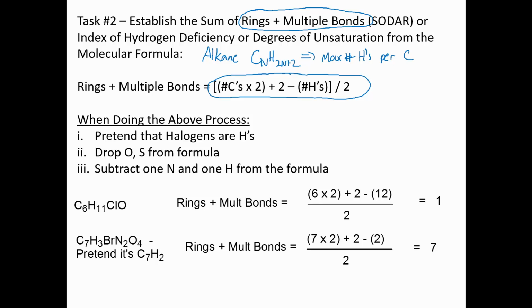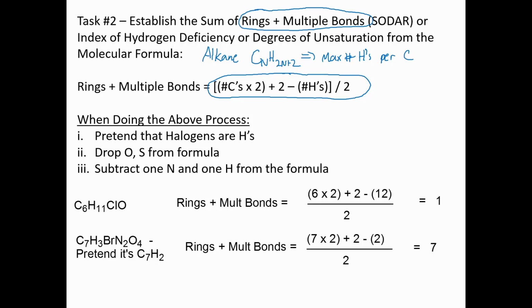When you're doing this, what do you do with elements that are not carbon and hydrogen? Well, you're going to pretend that every halogen is just taking a site where a hydrogen would be, so you're going to pretend that every halogen is a hydrogen. You drop oxygen and sulfur from the formula, and when you have a nitrogen present, you subtract one nitrogen and one hydrogen from the formula.